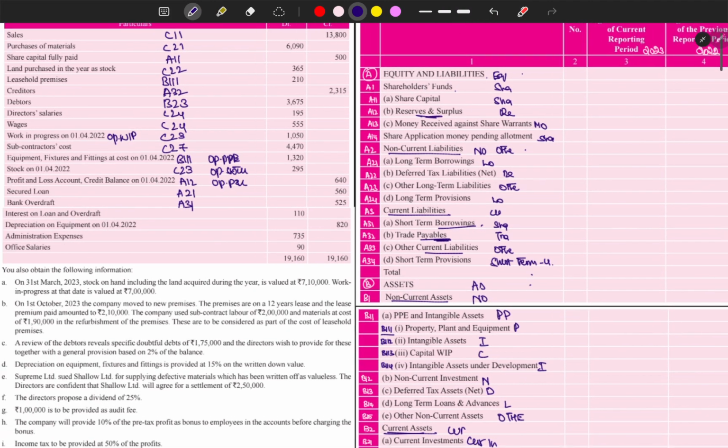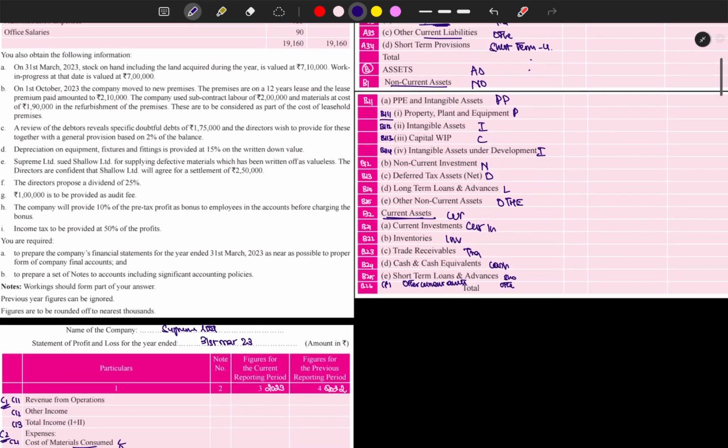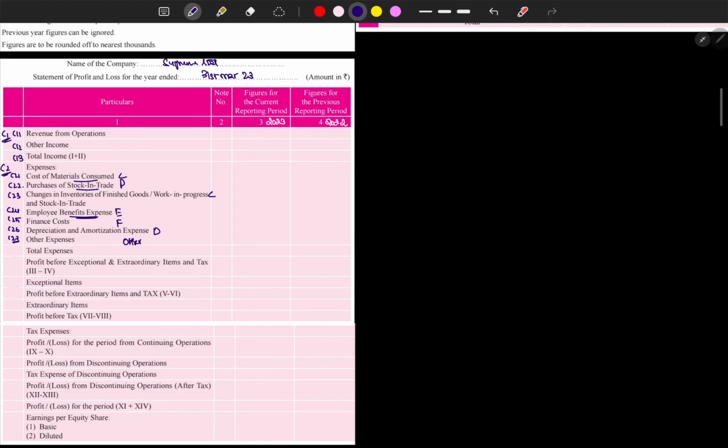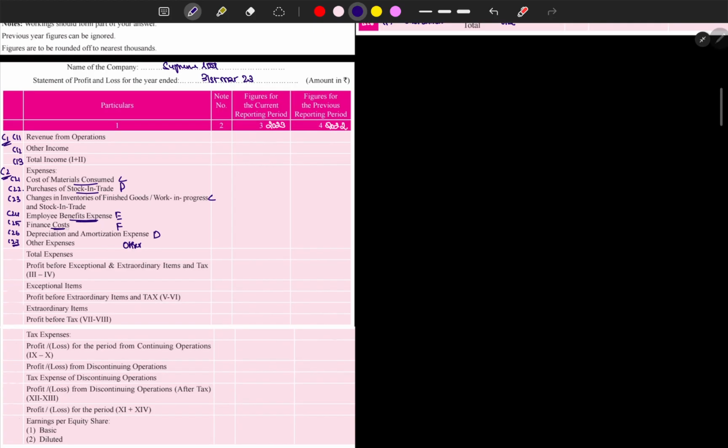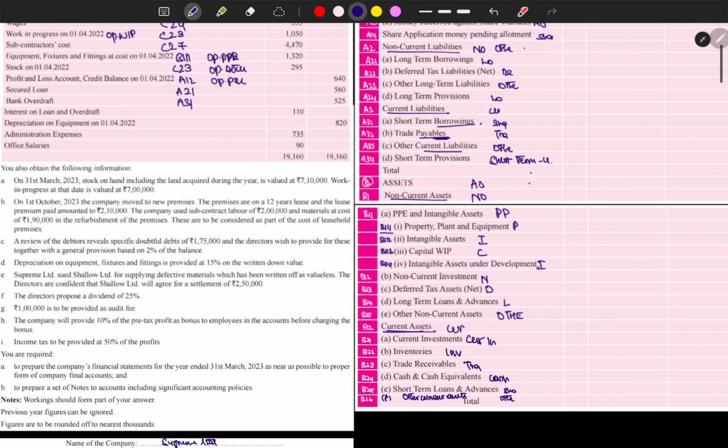Interest on loan and overdraft. Interest on loan and overdraft is finance cost. Okay, finance cost for the company, because we are paying interest, right? So which comes under C25.